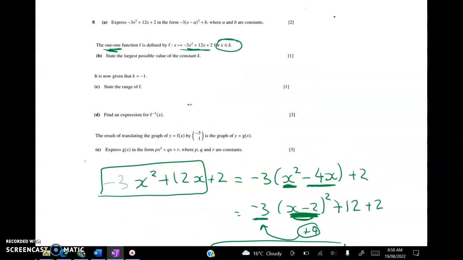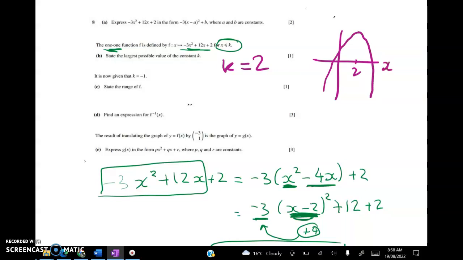So for this question, we're just going to say k is equal to 2. It's only 1 mark, but your evidence for that would be the sketch that we just had, looking like that. All right, so k is less than or equal to 2. The largest possible value is 2.